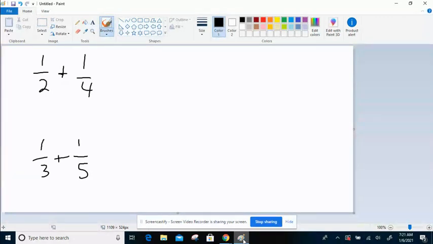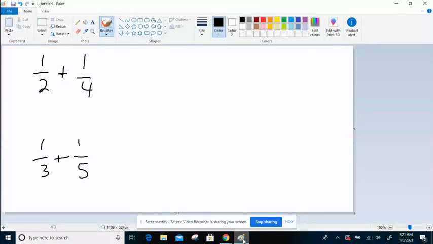All right, so 1/2 plus 1/4. The first thing I'm going to do is try to decide, do I have to replace one of these fractions, or do I have to replace both of them? The way I know that is I'm going to look at my least denominator. Out of 1/2 and 1/4, the lesser denominator is 2. If I count by twos, am I going to hit 4? 2, 4, 6. Yes, I hit 4.